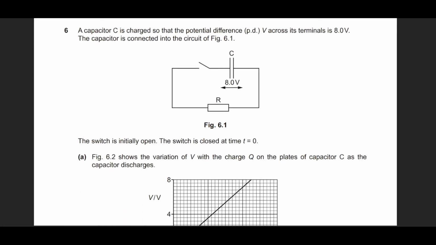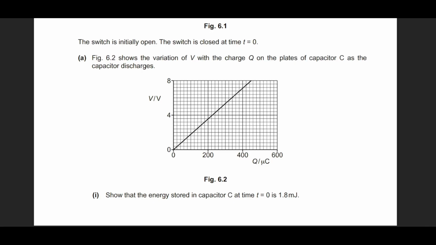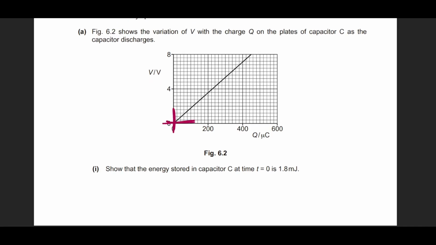Question number 6 is about capacitors. We can see that there is only one capacitor in the circuit. It has a voltage of 8 volts. So the capacitor is going to act as a battery. Over here, the switch is open, and the switch is closed at time t equals 0, which means that the graph actually starts when the switch is closed.